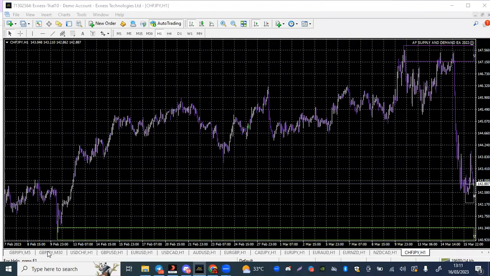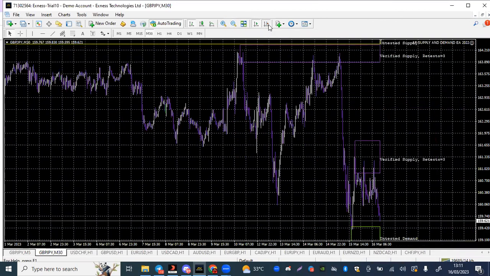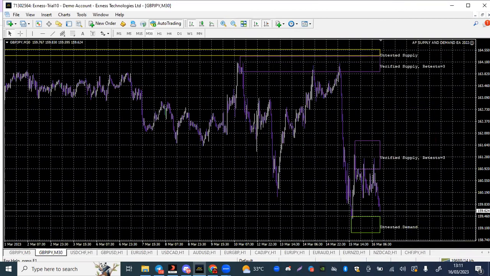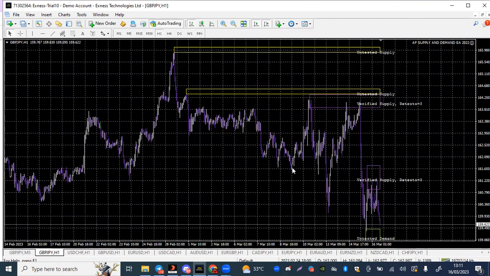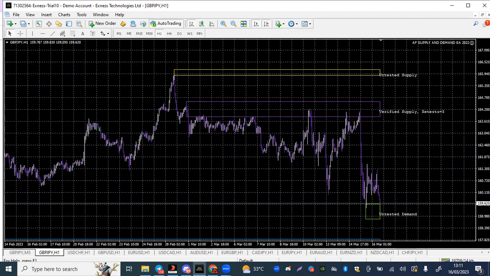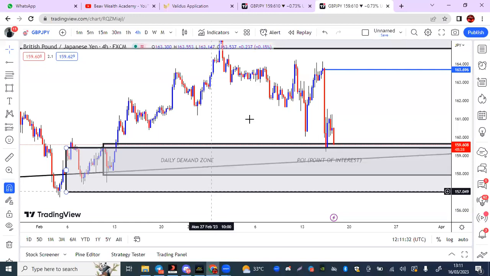Another beautiful opportunity we have is that we can check our EA. Let's see what's happening now. You can see our EA is corresponding with this. This is 30 minutes time frame, untested demand. We're expecting price to drop here. Let's see on the one hour. All right, so this is it. Then verified demand just below. So that's what we're also looking at.